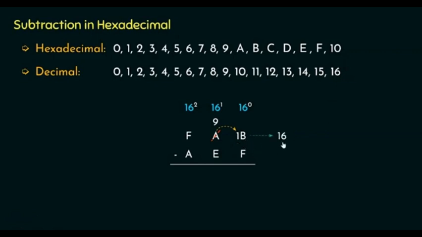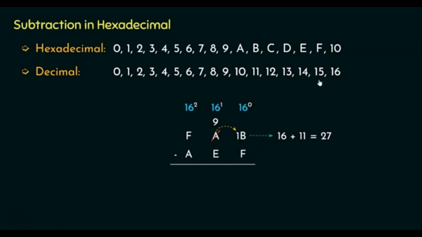So clearly, we took 16. Basically, we borrowed it from this place. And then we added b, that is 11, with 16, which will give us the value 27 in decimal. So 1b of hexadecimal is actually 27 in decimal. Now what about f, that is the subtrahend?